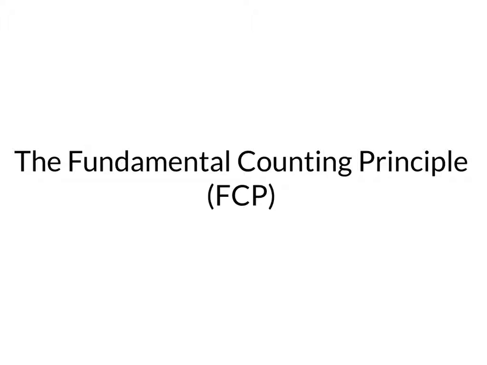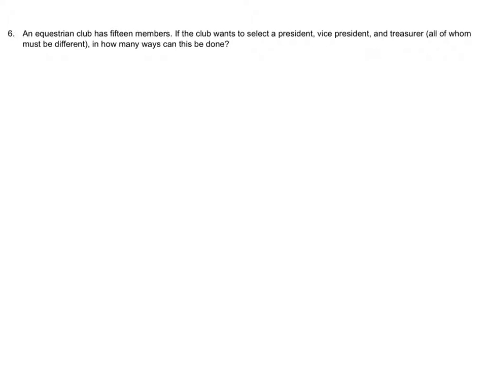The fundamental counting principle, or the FCP method. An equestrian club has 15 members. If the club wants to select a president, vice president, and treasurer, all of whom must be different, in how many ways can this be done?